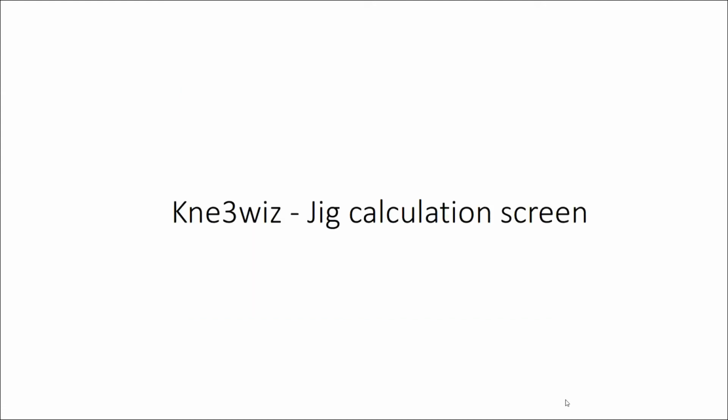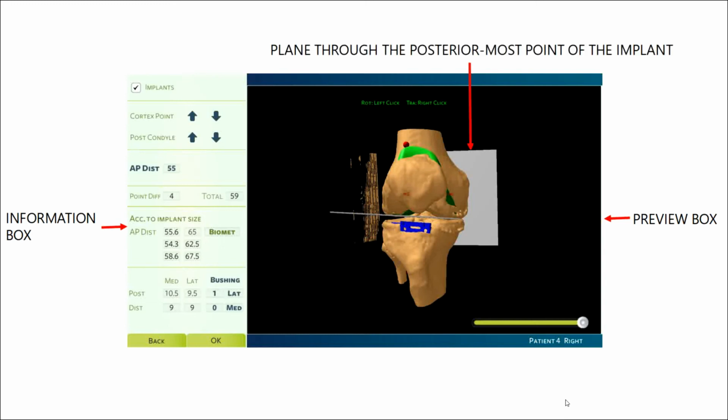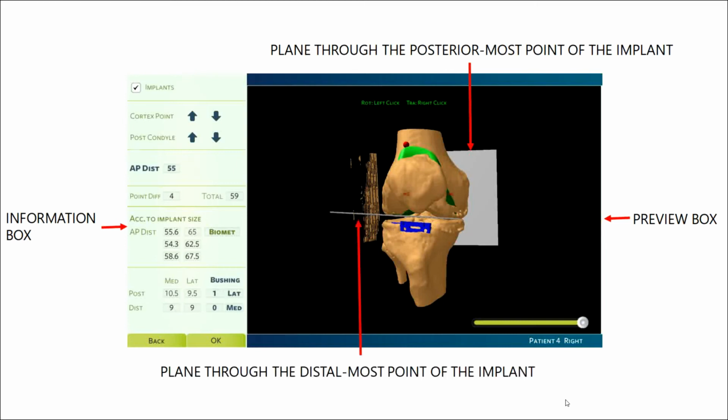Knee 3-ways jig calculation screen. The left half is the information box while the preview is on the right side. The preview is modified to show 2 planes: the plane through the posteriormost point of the implant showing the rotation profile, and the plane parallel to the plane of the distal resection to the distalmost point of the implant. These planes present the distal and the posterior aspect of the knee 3-ways jig which sits on the distal femur.